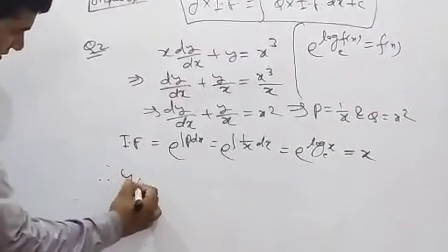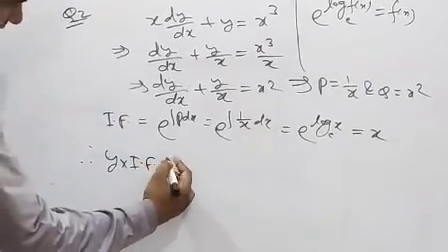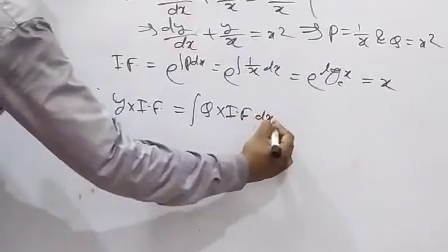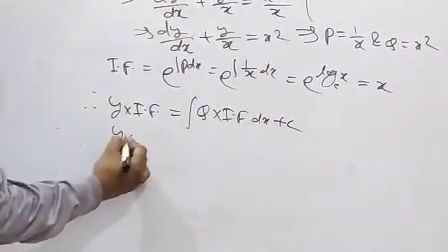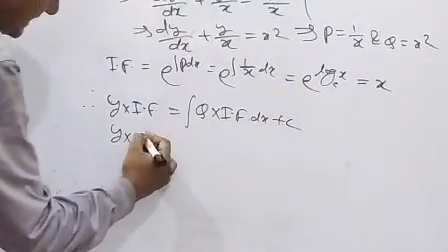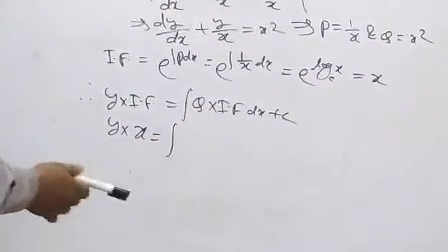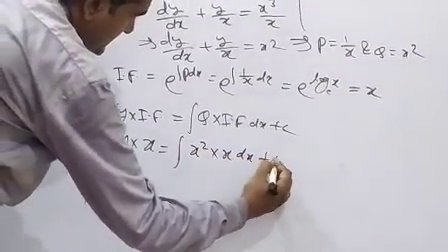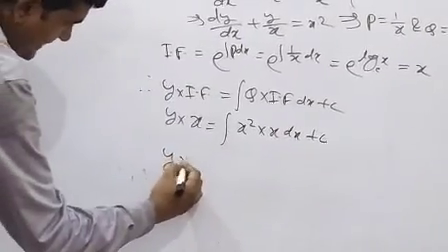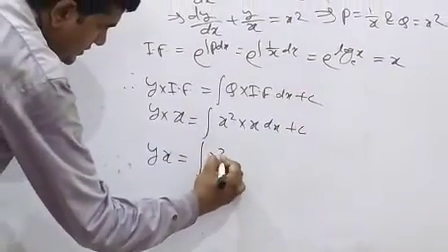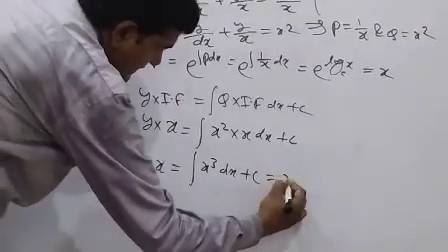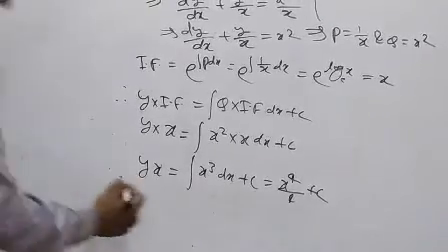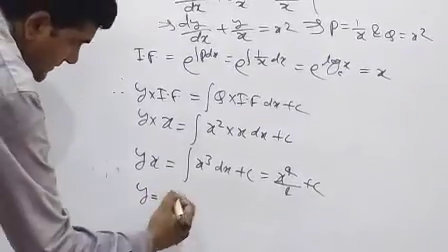Therefore y into integrating factor is equal to integral of Q into integrating factor dx plus c. Y into the value of integrating factor, that is x. What is the value of Q? Q is equal to x square into x dx plus c. And yx is equal to integral of x cube dx plus c, then x power 4 by 4 plus c. Clear?